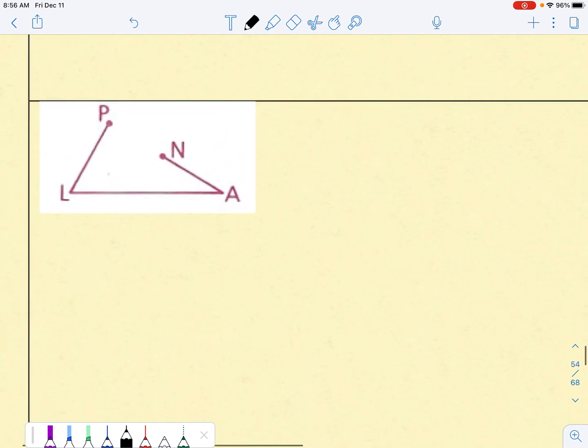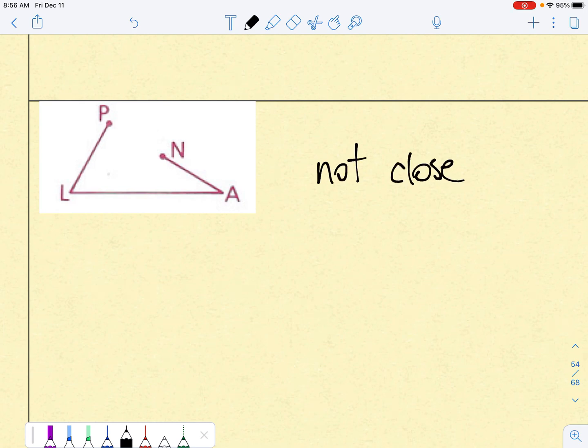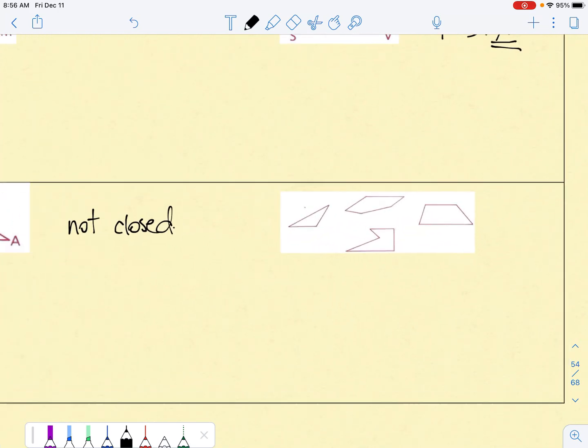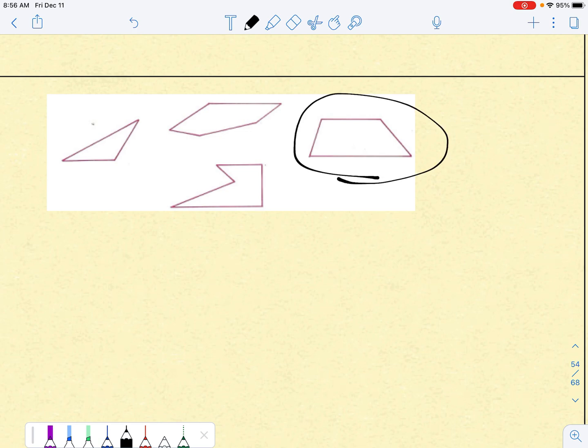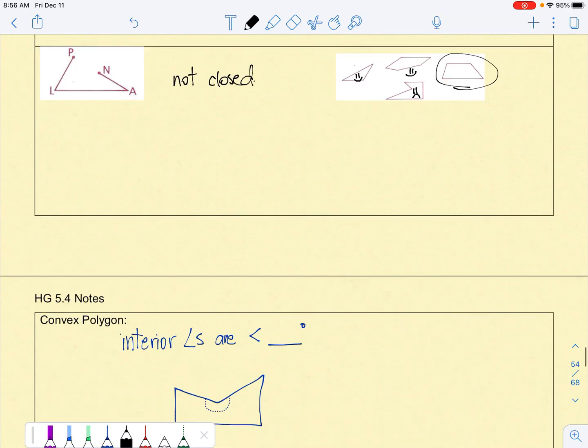And here we have a case where this polygon is not closed. Yeah, there's that gap there, kind of obvious. So here we have some shapes. We're going to be talking about four-sided shapes, namely the ones that are here. This is a polygon, very famous. This is, but this is not a polygon. Alrighty.